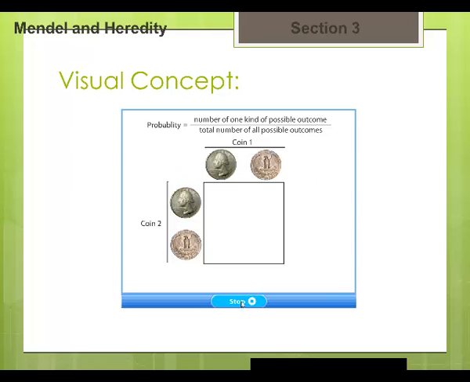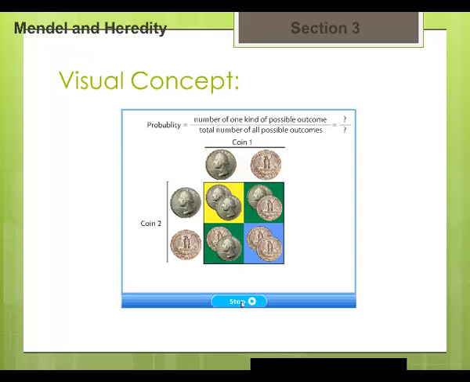What if we flip 2 quarters? What is the probability of having both coins land on heads? We list the possible outcomes. There is only one way to have both coins land on heads. But now there are 4 possible ways the coins could land. So the probability is 1 out of 4.